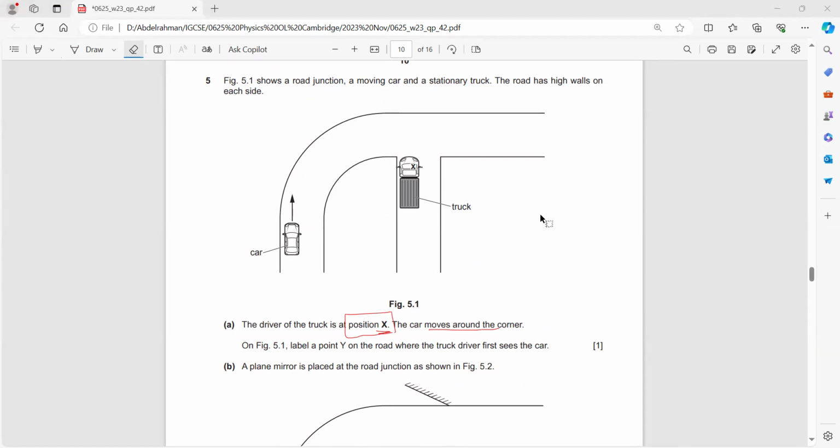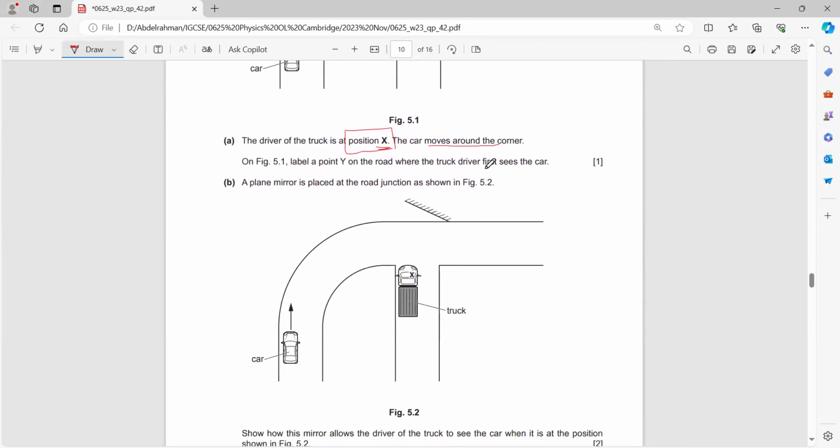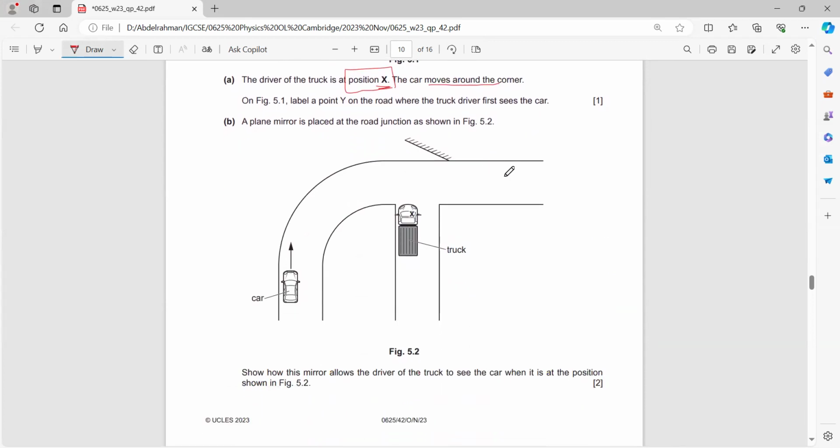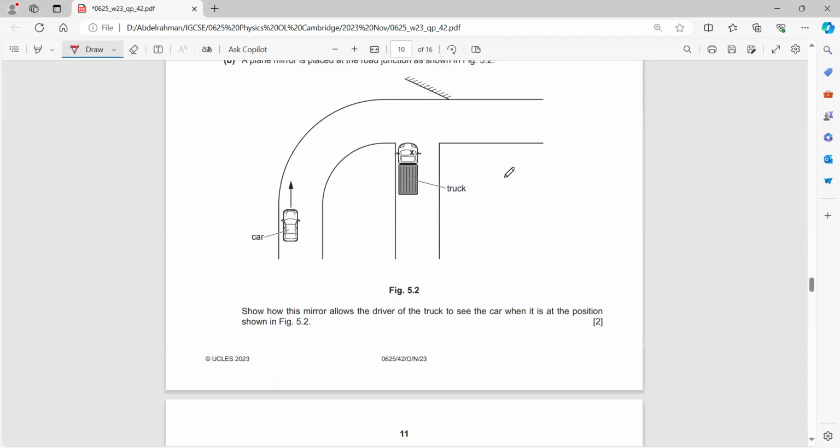Okay, so it's almost somewhere here. Without the mirror. That's why they added the mirror. Show how this mirror allows the driver of the truck to see the car when it is at position 5.2. Okay. Now the truck can see the car more clearly or at a larger distance. Why? Because the mirror will show a reflected ray of the car. Correct?